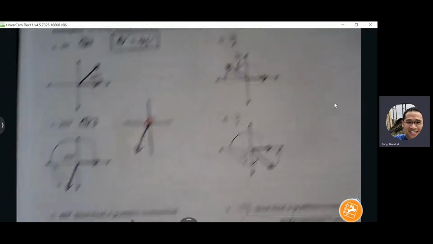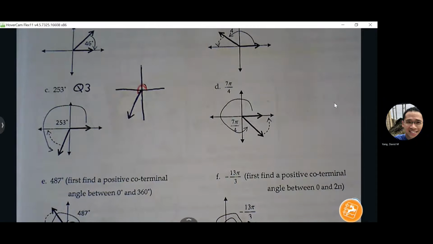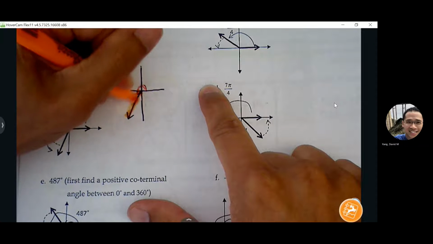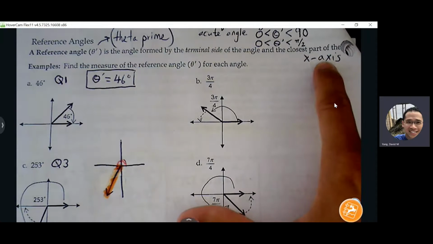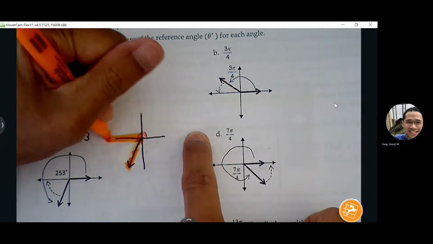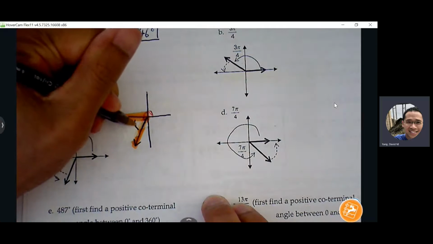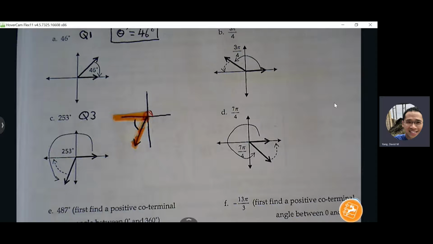Now, a reference angle is the angle formed by the terminal side of the angle, so that's here, I'm going to highlight that terminal side, and the closest part of the x-axis. The closest part of the x-axis is over here on the left side. So the reference angle is this piece right there. It's the measure of that acute angle between the 180 degrees and the 253. So if I want to find what that acute angle is, I'm going to subtract these two degree measures. This is 253, this is 180, and I'm just going to subtract those two.